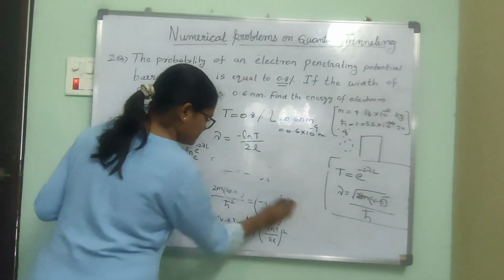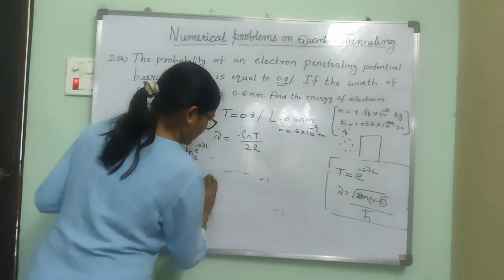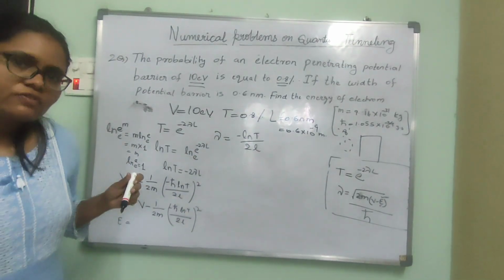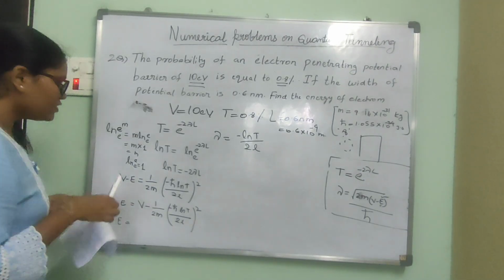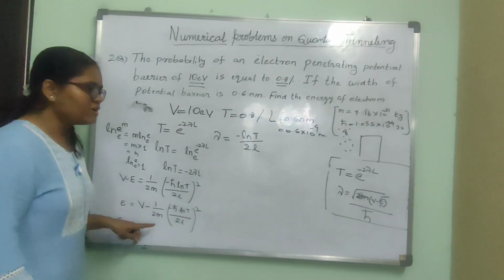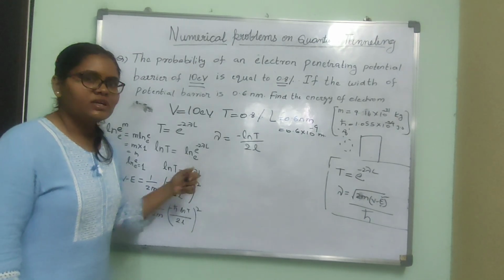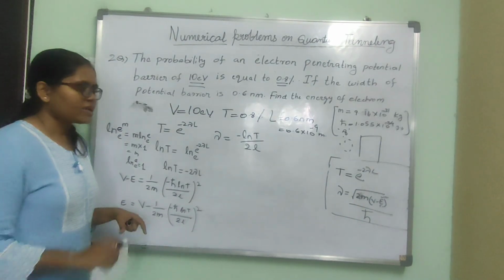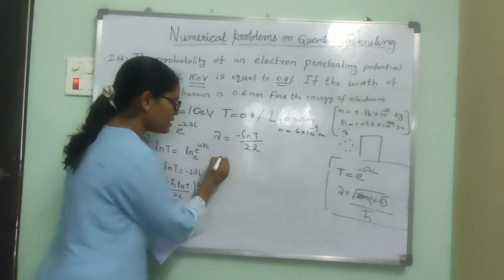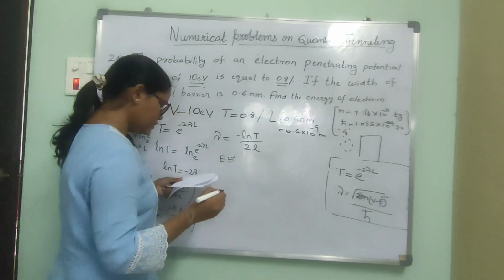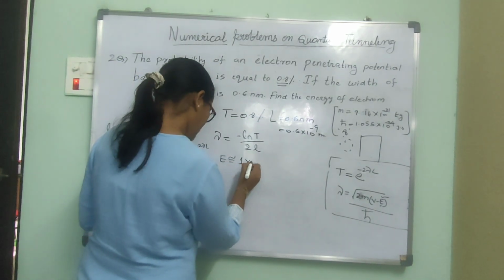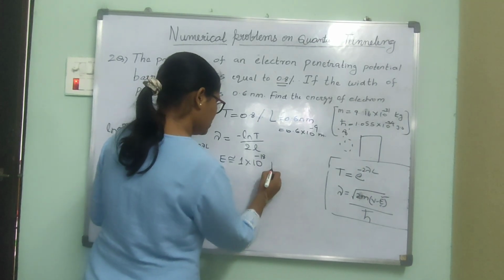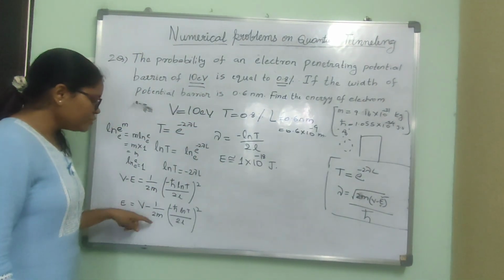I hope you have noted it down. I had already solved for this, but I'm not going to solve it on the board. You plug in these values and try to find the value of E. I'll give the value of E on the screen. It would be nearly equal to 1 × 10^-18 joules.